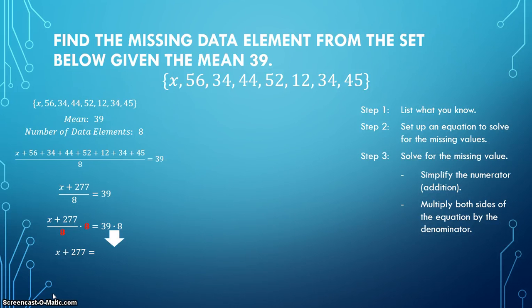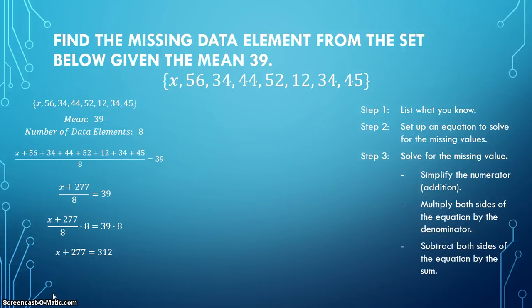And now all we're going to do is take the 39 times 8, and that's going to give us 312. Right. So the dividing by 8, multiplying 8 cancel out, and the 39 times 8 gets us 312. So now we have the problem x plus 277 equals 312. Alright. Now with this, we're going to work on figuring out what x is.